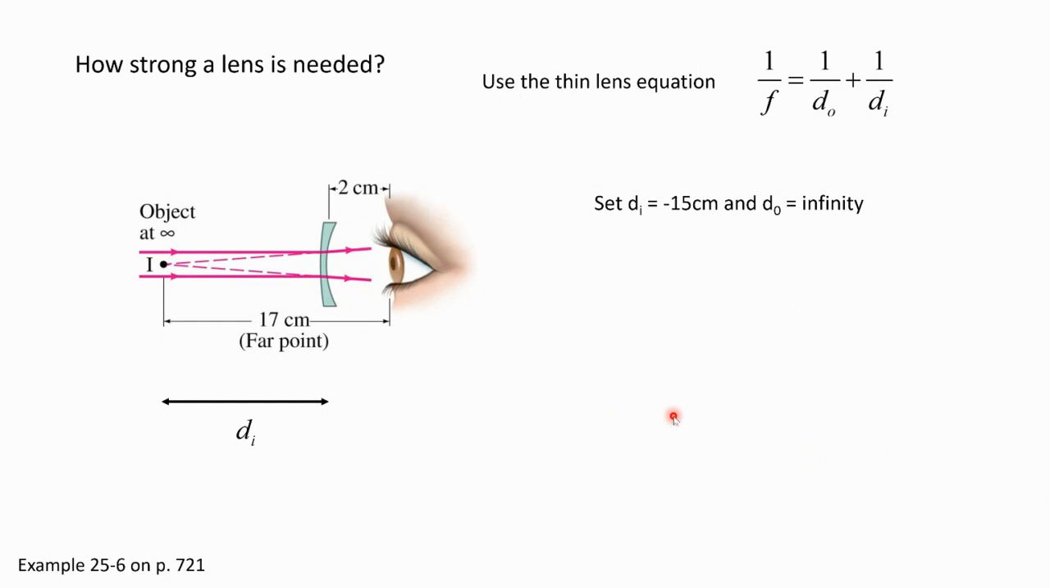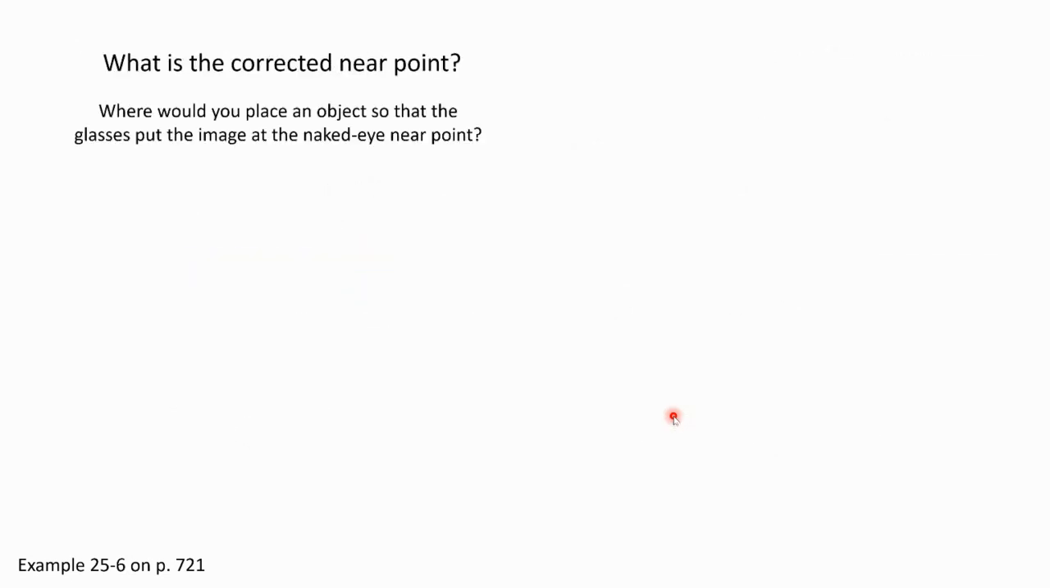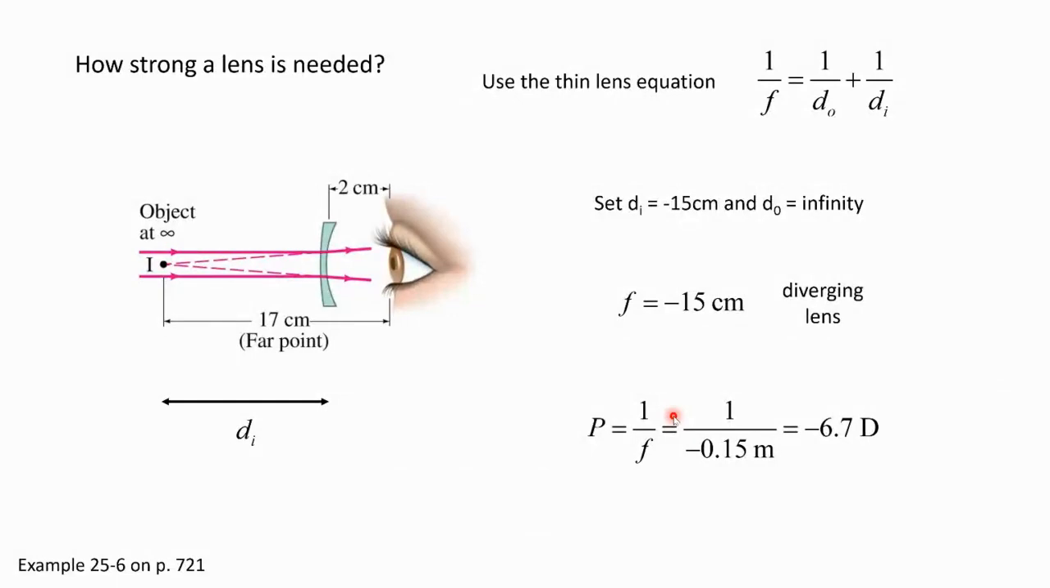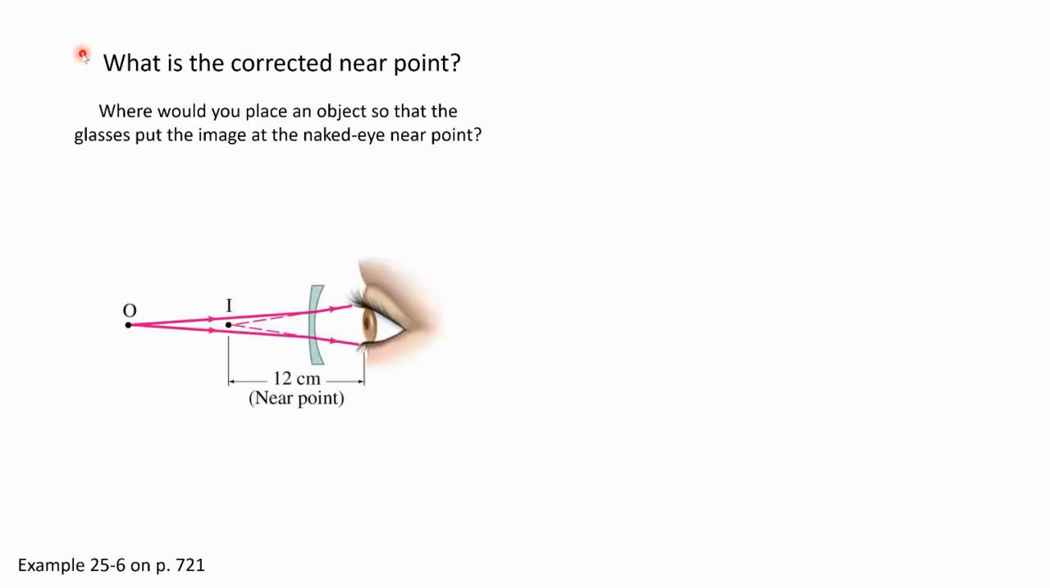All right, now let's go back and remember what this guy's near point is. I don't remember, it's 12 centimeters. So this person's naked eye near point is 12 centimeters. That gets messed up when he has his glasses on. So what is the corrected near point? Corrected meaning with the glasses on. To answer that question, where would you put an object so that the glasses put the image at the naked eye near point? Right, so the lens, there's the picture. Here's the object. Where is that so that the image created by that lens is at the near point of the person, right? So the person can actually focus on it.